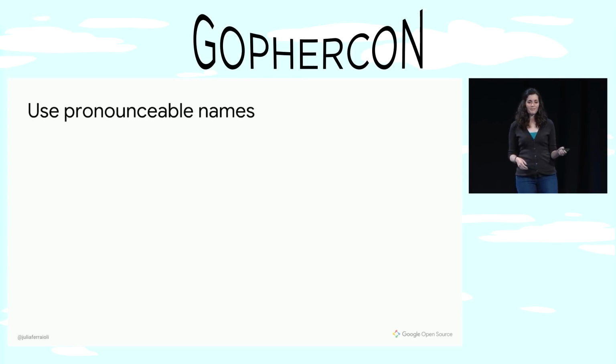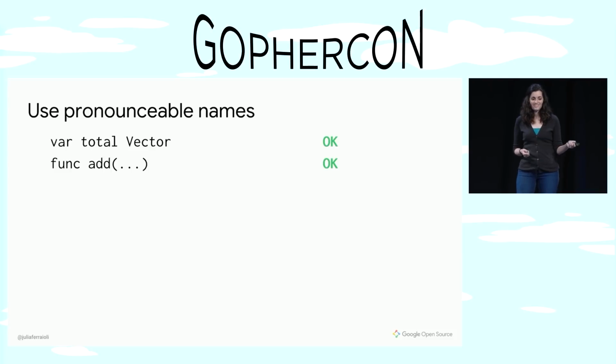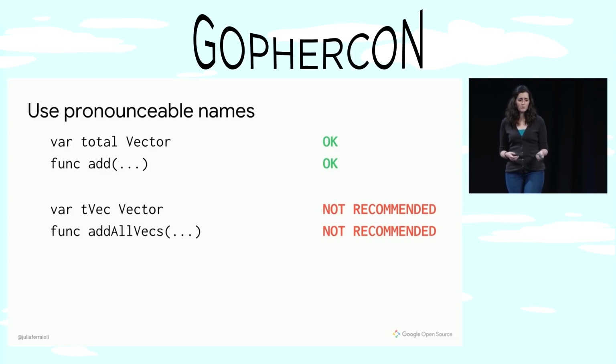Pronounceable names. I briefly toyed with showing you a screen reader reading not recommended code, and that didn't go well. So total is a great pronounceable variable name, as is function add. We know how to read those. We can say them. We can talk about them, as opposed to bringing back tvec or addAllVecs as a function name. And addAllVecs is actually pronounceable. You know what I'm saying. The screen reader can indeed read that. But it's not recommended.